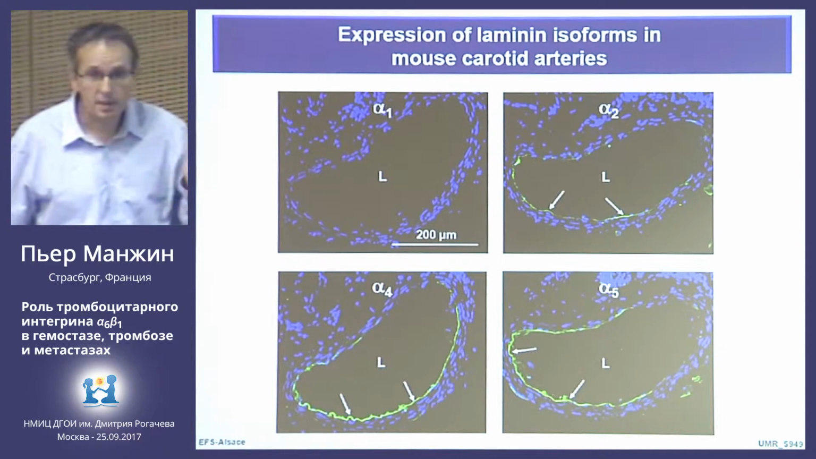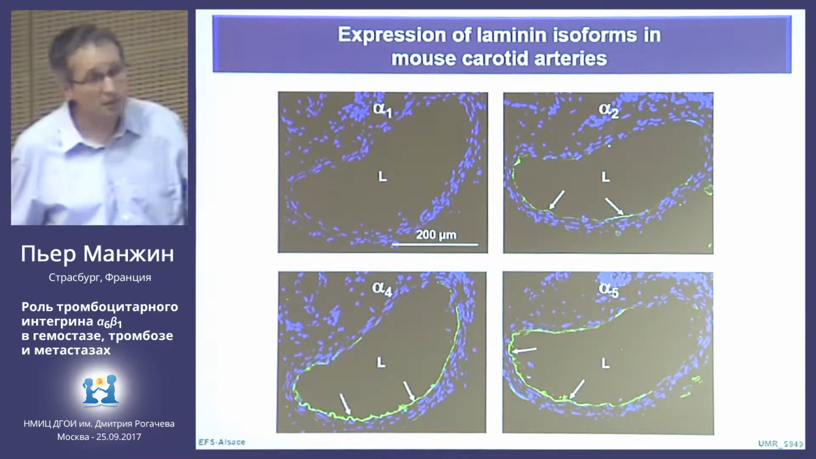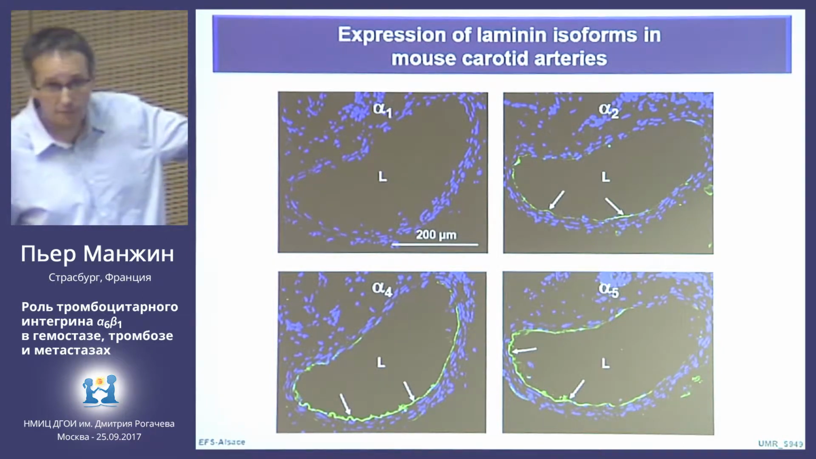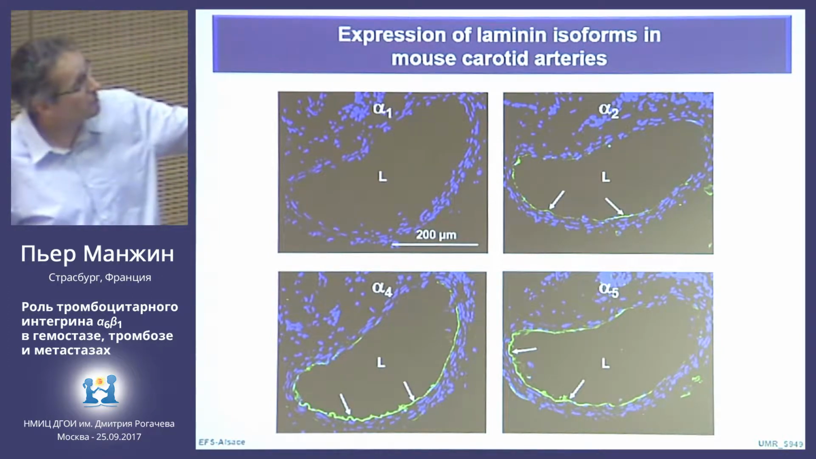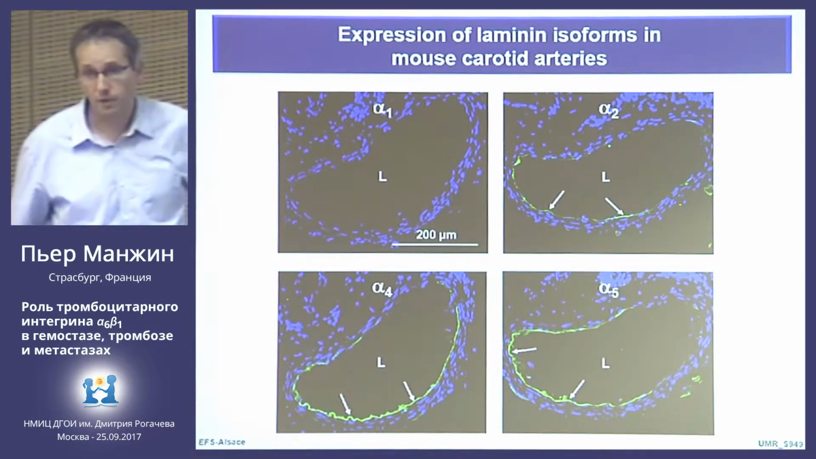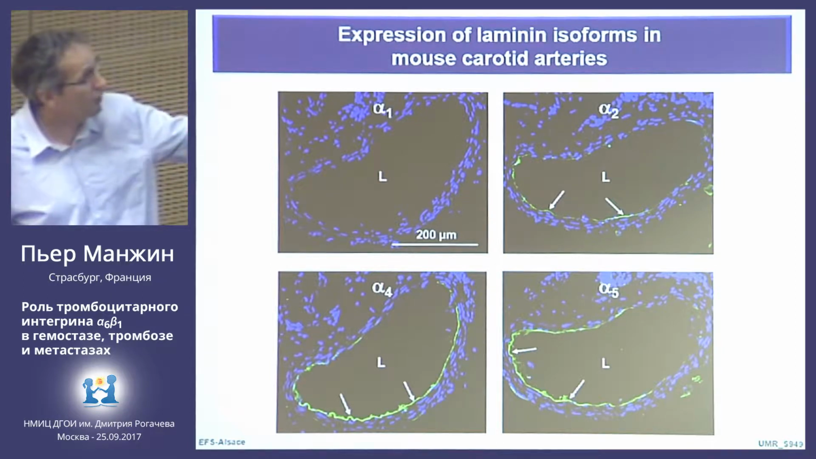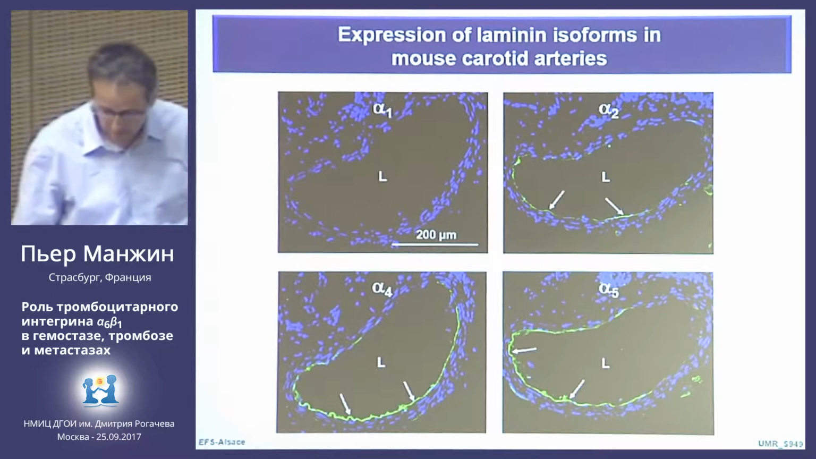So what we did is immunofluorescence on mouse carotid arteries. We used antibodies against the various alpha chains of laminins. We did not see any signal with an antibody against laminin alpha 1. We had some signal with an anti-alpha 2 chain laminin antibody, and also clear signals with antibodies against alpha 4 and alpha 5 chains. So it clearly indicates that you find alpha 2, alpha 4, and alpha 5 chain containing laminins, but not alpha 1, in at least this type of vessel.